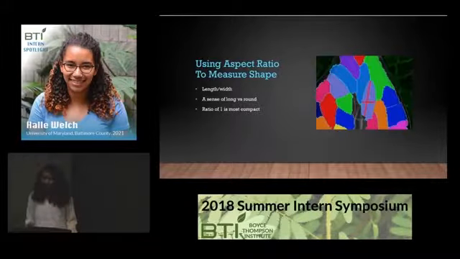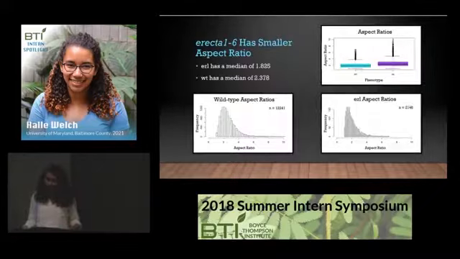So we noticed that the erecta mutants had a much smaller aspect ratio, meaning they're more round, and that the wild type were much longer. And this suggests that the erecta cells have fundamental growth differences, and that the rounder cells are leading to the rounder shape of the artichoke mutants.